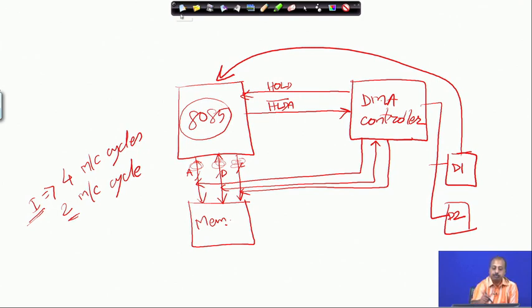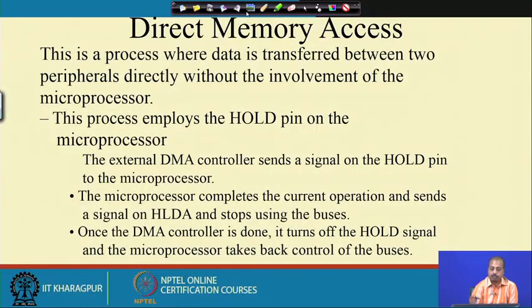This is the DMA, direct memory access philosophy. The microprocessor will be put into a hold condition, and the DMA controller will be taking care of the transfer.